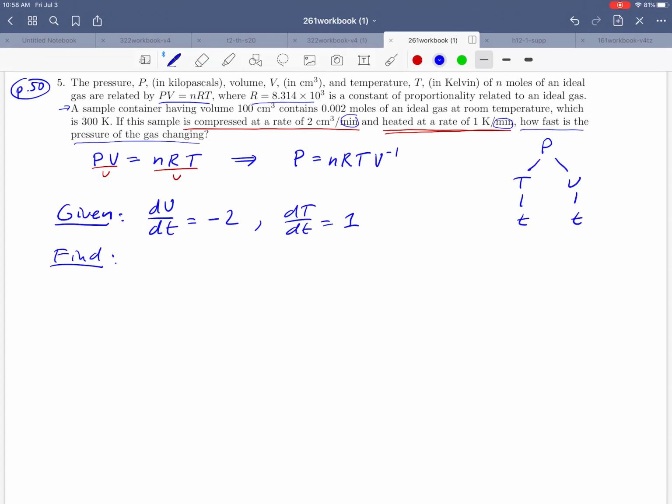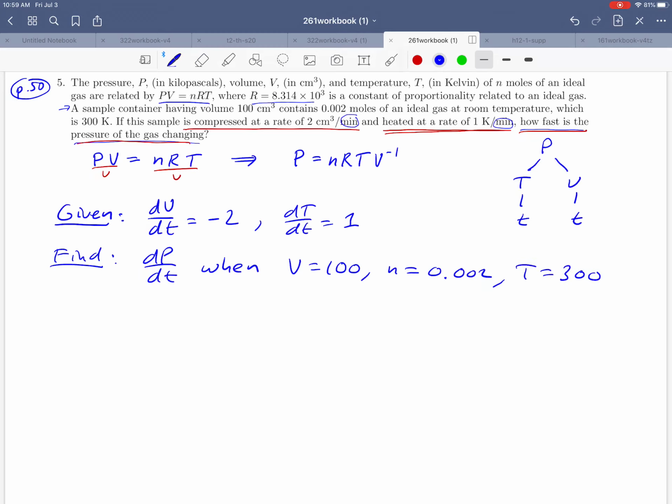And what is it that we're being asked to find here? Well, we noticed that already kind of in the last part of the statement. We want to know how fast the pressure is changing. Mathematically, we can write that as dP/dt. Okay, and then we might note that we're being asked to find that pressure change under specific assumptions, in particular when the volume of our sample is 100 cubic centimeters, the number of moles is 0.002, and the temperature is 300 Kelvin. Okay, so there's our setup.